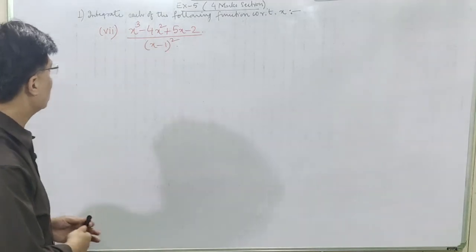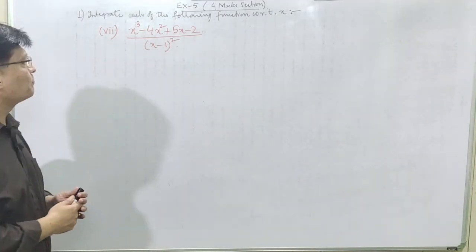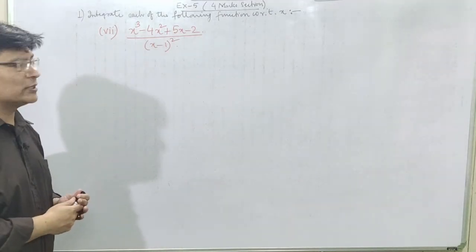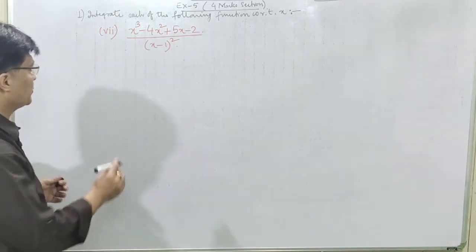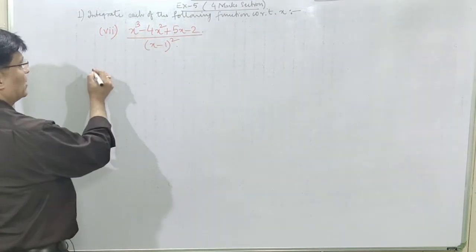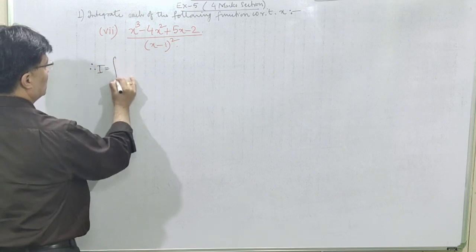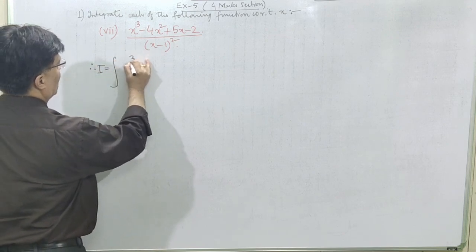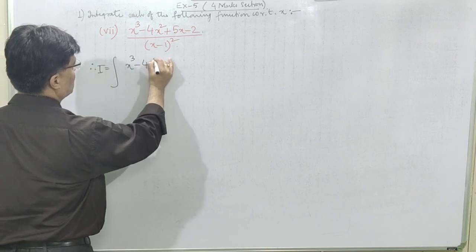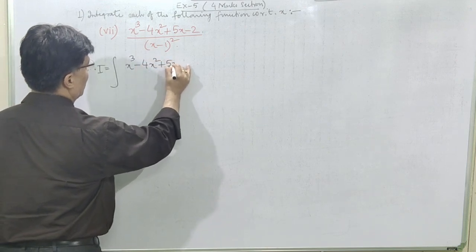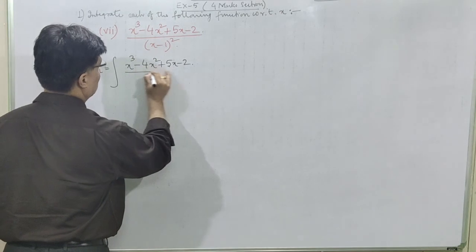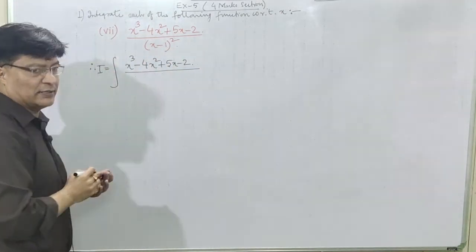So now we'll do the next question, that is question number 7. In this case also you have to integrate this function with respect to x. So this is the fraction given. Let us integrate it. Therefore I is equal to integration of x cube minus 4x square plus 5x minus 2 divided by, let us simplify it.